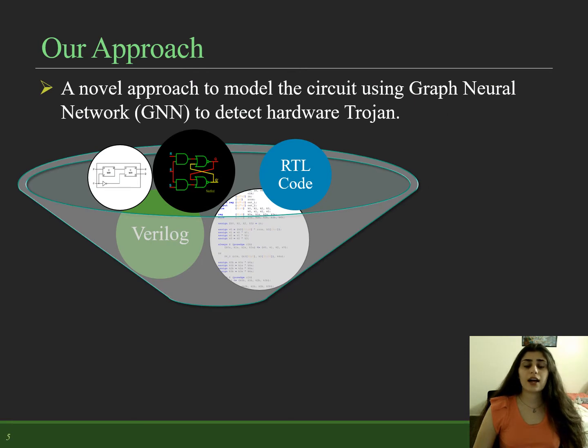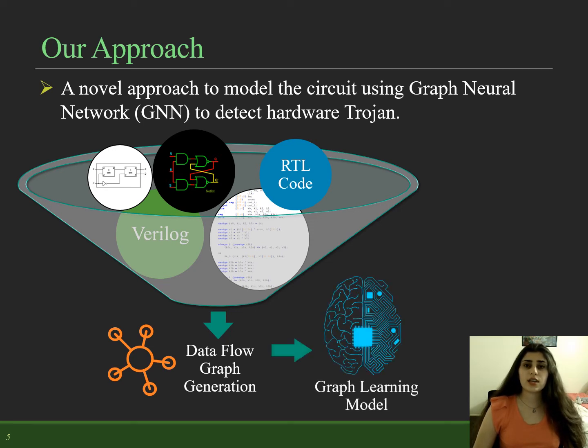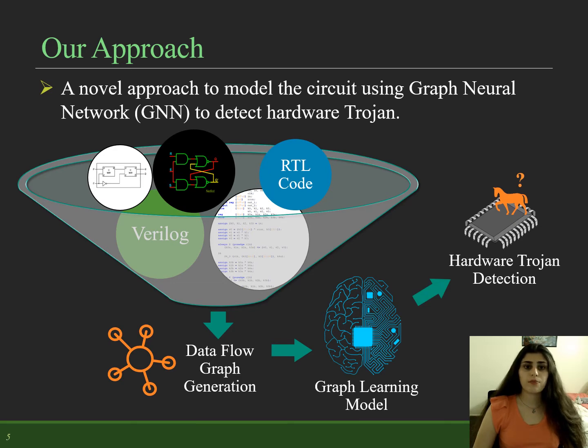In order to address these problems and overcome these research challenges, we propose a novel approach to model circuits using graph neural networks and detect Trojans. In this regard, we look into the RTL code, and we first generate a data flow graph representation for the hardware, and then we use a learning model to learn the behavior of the circuit. This model is later used to detect the Trojans in the circuit as well.